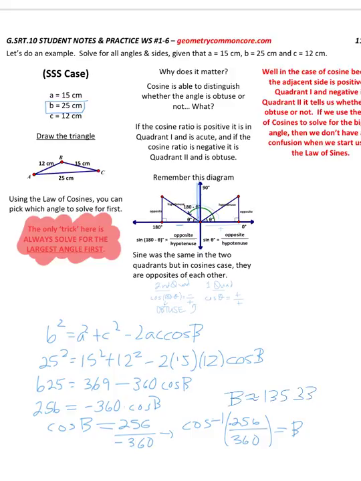135.33 degrees. From here we would use the law of sines to calculate A, so we could do sine of angle A over its opposite side, 15, and set it equal to sine of the 135 degree angle over 25. And then solve for the last angle by taking away both angles from 180. Again, here it doesn't matter which side I use to solve for which angle first because I know that the other two angles have to be acute now that I've established my obtuse angle.